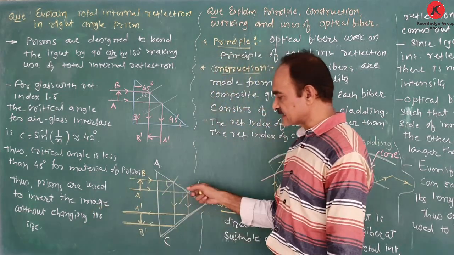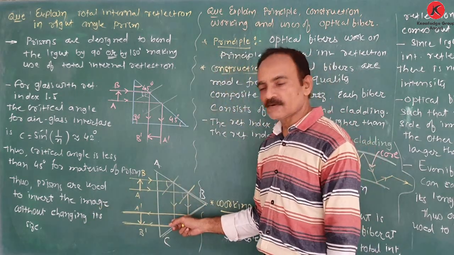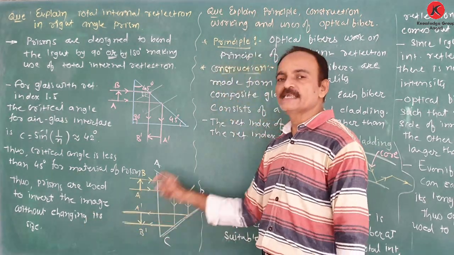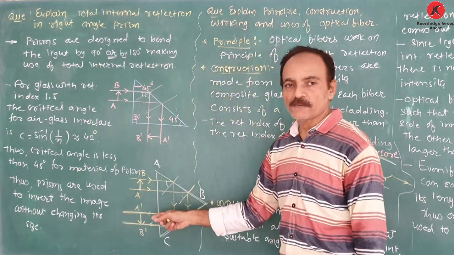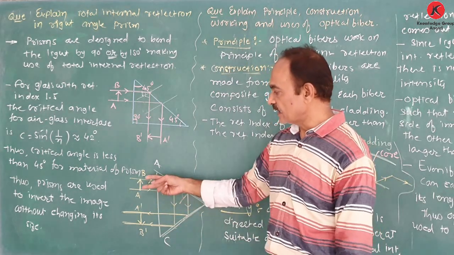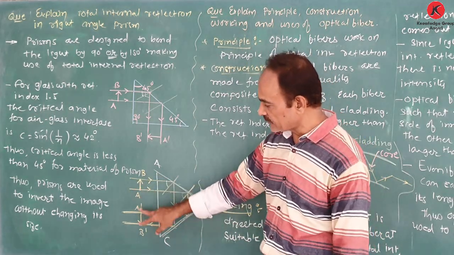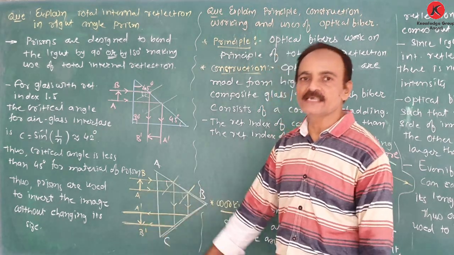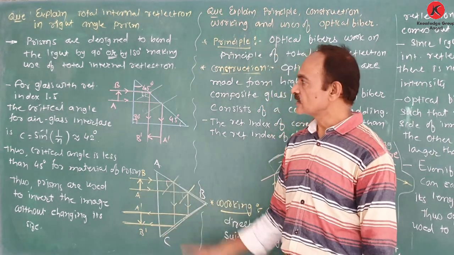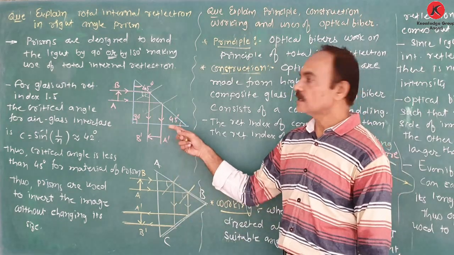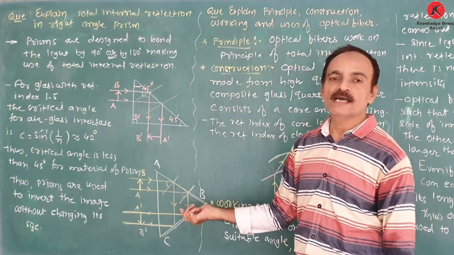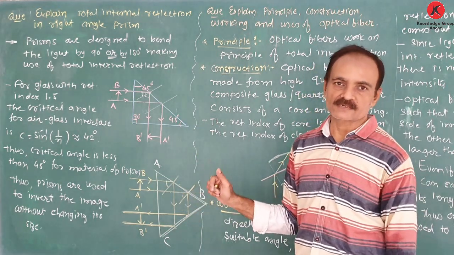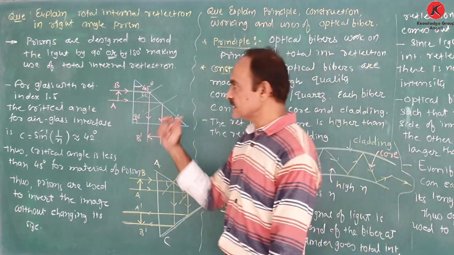Therefore, incident light is in this direction, and the final or emergent light is in the opposite direction of this. Therefore, a 180 degree bend of incident light takes place, and our image AB is now obtained as A dash B dash, that is 180 degree inverted. So there is the application of the right angle prism by using the concept of total internal reflection. Okay, clear this thing?